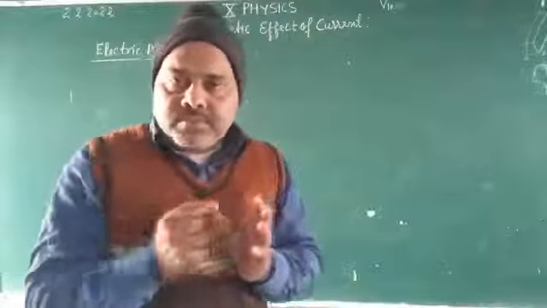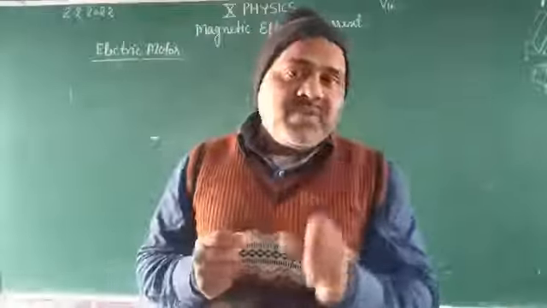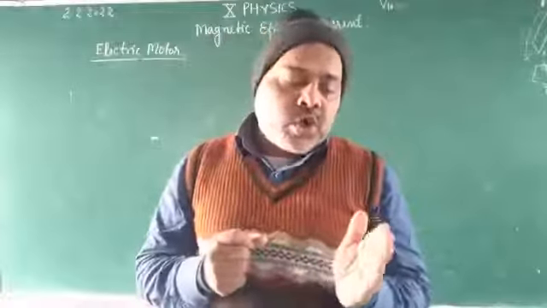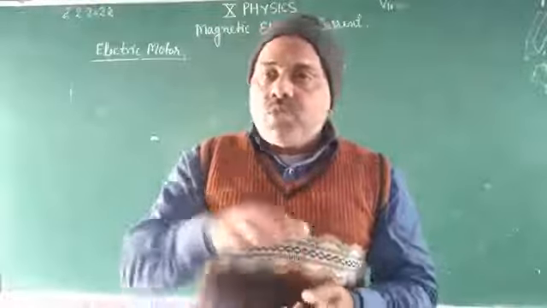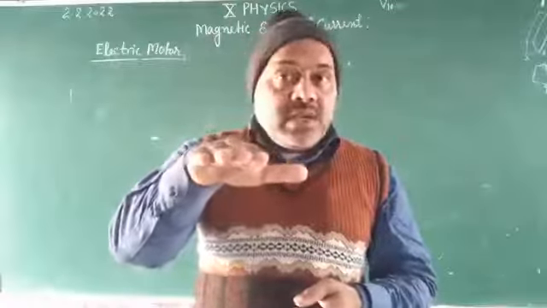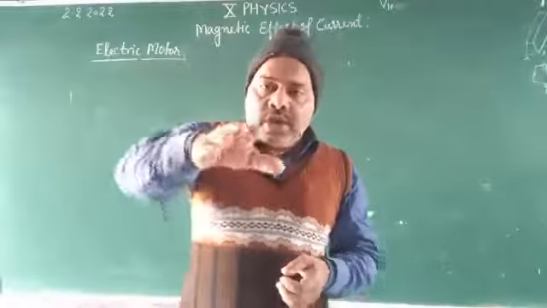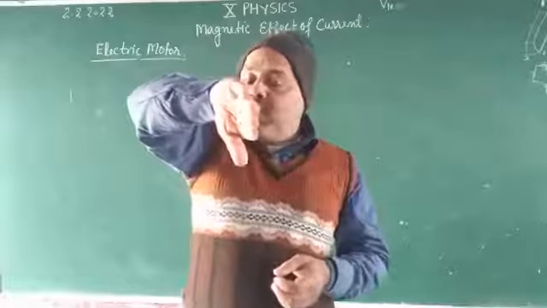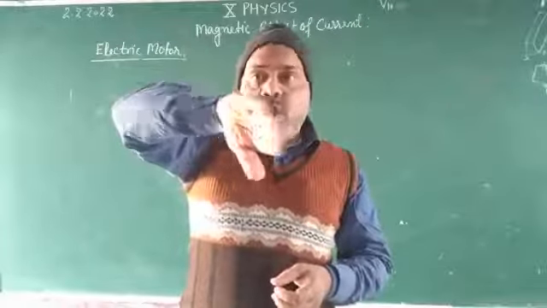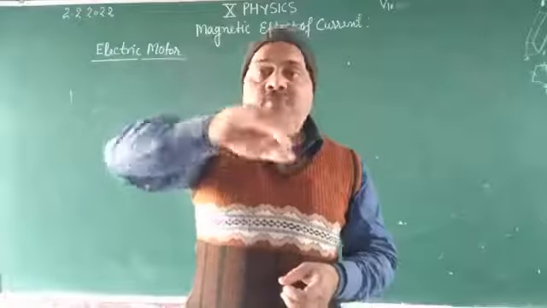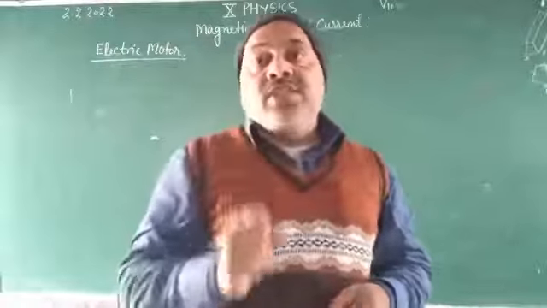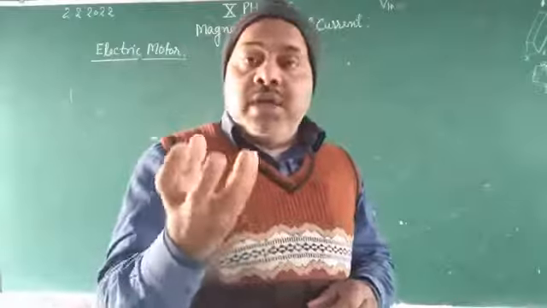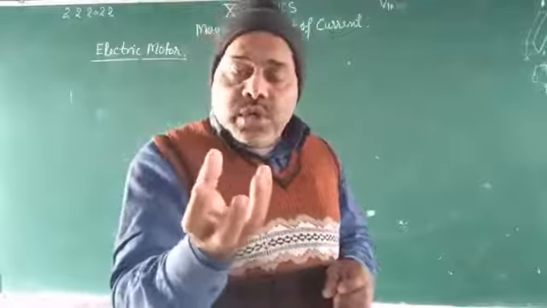Here, what is the function of the split ring, or commutator ring? It changes the direction of current at every half rotation. Initially the coil is placed horizontally, and when it begins to rotate and becomes vertical, the current is cut off. But the rotation does not stop, because due to inertia of motion it has already gained momentum, so it continues to rotate.